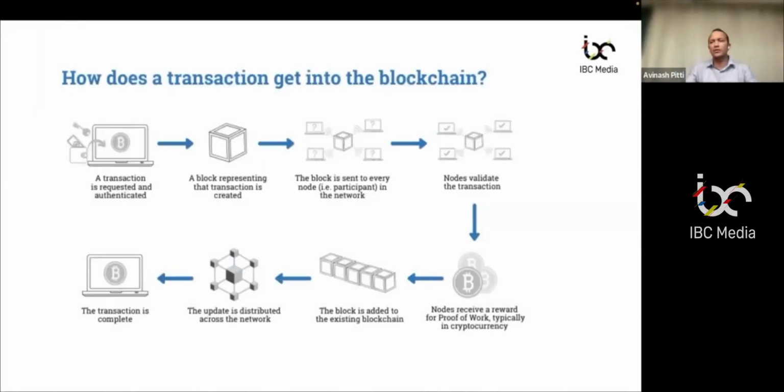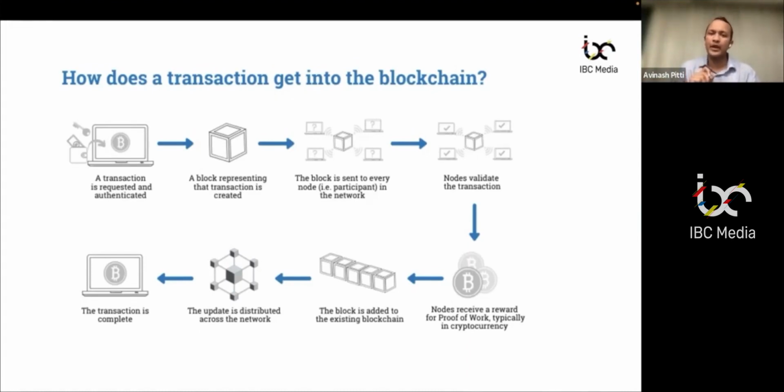The thing I was talking about: transactions being added to the block, and then a block is basically a chain is created with. So how does a transaction get into the blockchain, right? A transaction is requested and authenticated. It's a sequence where a block representing the transaction is created. The block is sent to every node in the network.